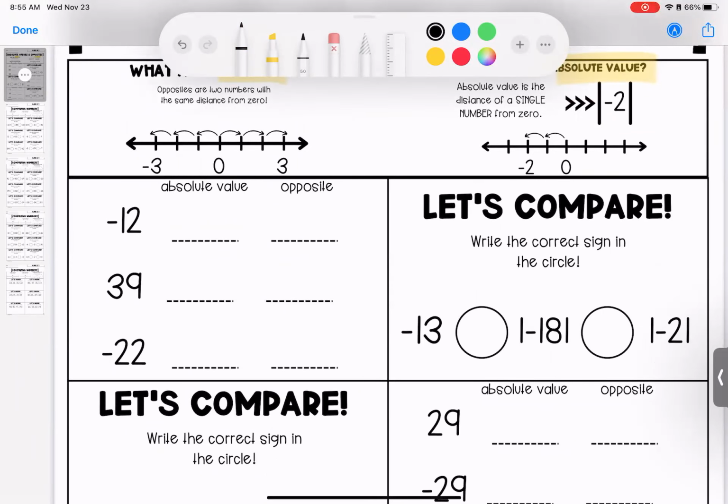Absolute value, it's distance from 0. -12 is 12 spaces from 0. +39 is 39 spaces from 0. -22 is 22 spaces from 0. Absolute value is always positive.